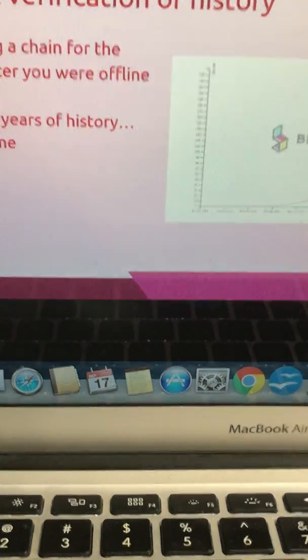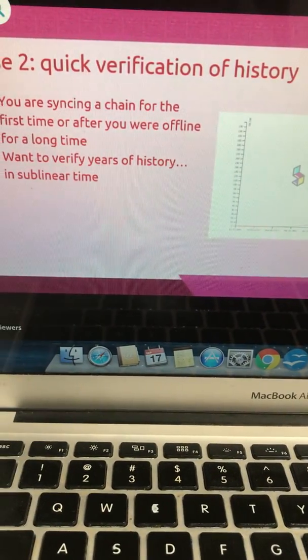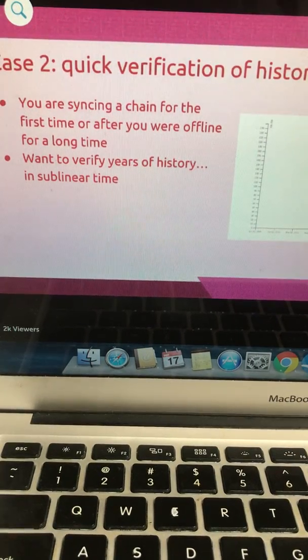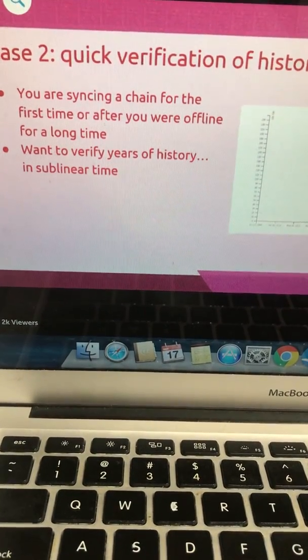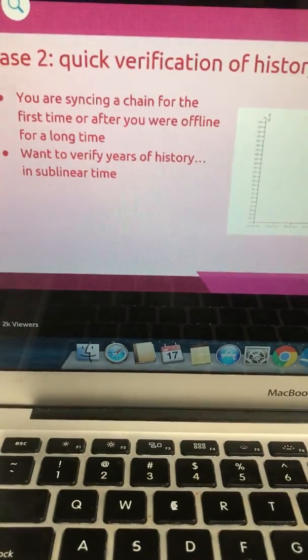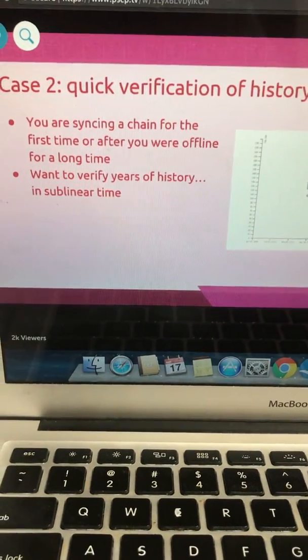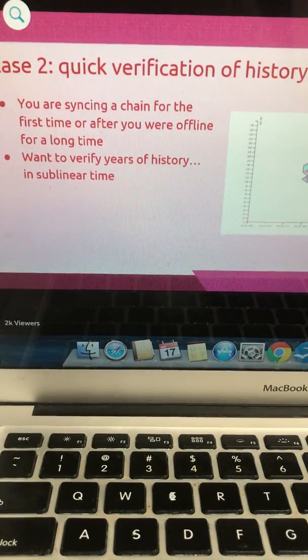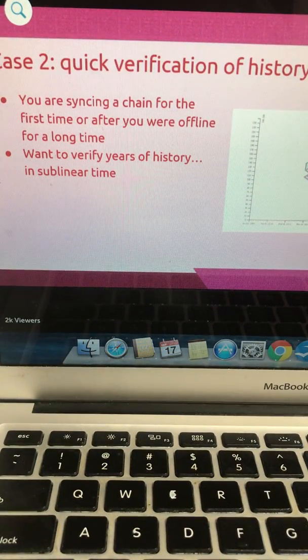So that's case one. Case two, and this is relevant to existing non-scalable blockchains, including pretty much everything that exists now: quick verification of history, right? So suppose that you're syncing a chain for the first time, or you've been offline for a long time, and you want to get caught up with the history, and you want to verify all of this stuff. So you want to establish this guarantee that the data is available and that the data is correct in sublinear time. So in sublinear computation complexity and in sublinear data complexity.